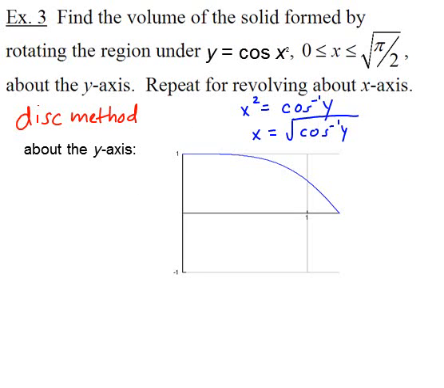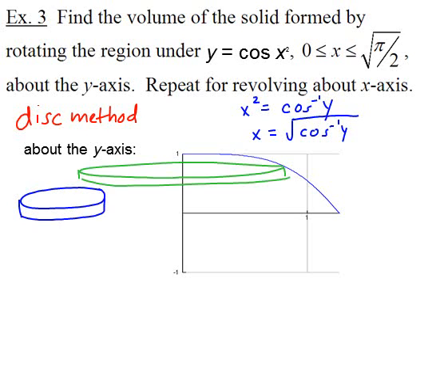Now let's look at an example comparing the disk method to the cylindrical shells method. Let's rotate the region under y equals cosine x squared from x equals 0 to square root of pi over 2 about the y-axis. To form disc-shaped slices, we slice through the axis of rotation. Here's a sample disc in the graph and outside the graph. The thickness is vertical, indicating a dy.